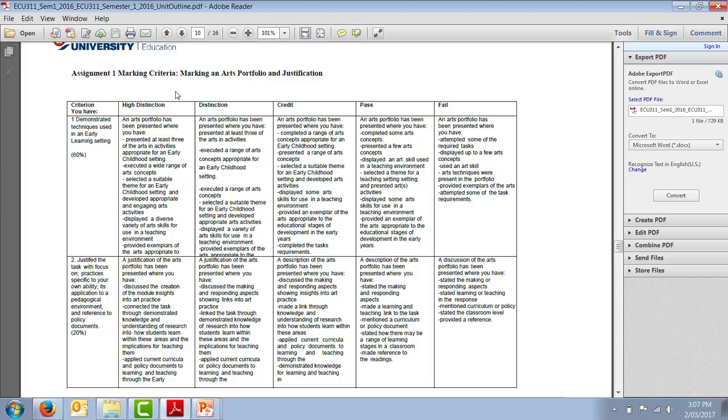So an arts portfolio has been presented where you have presented at least 3 of the arts in activities appropriate for an early childhood setting, executed a wide range of arts concepts, selected a suitable theme for an early childhood setting, and developed an appropriate and engaging arts activity.